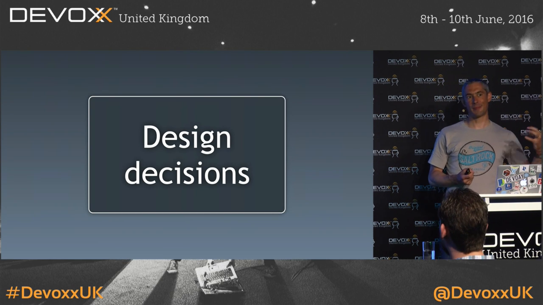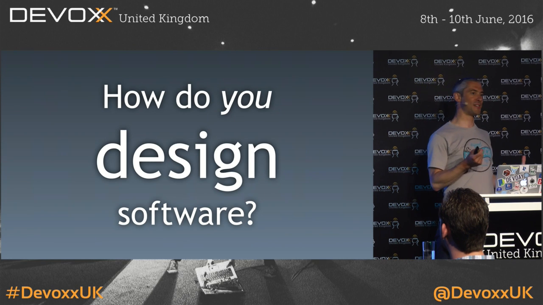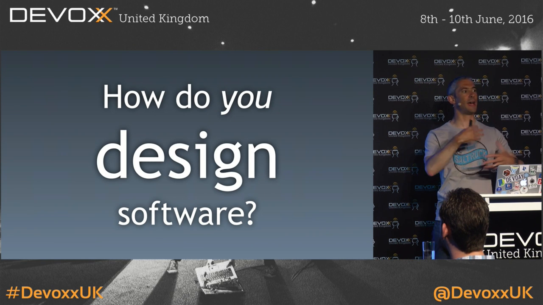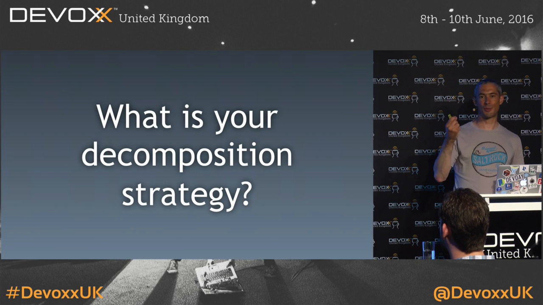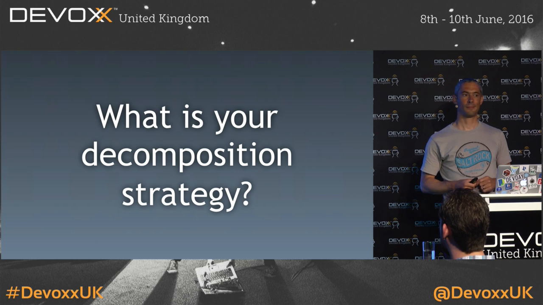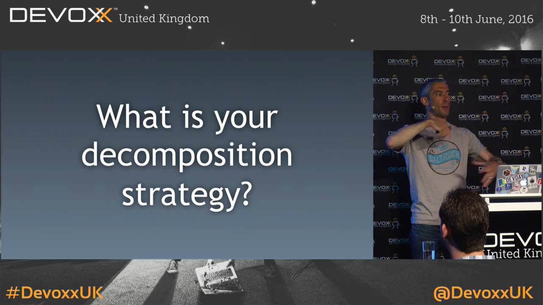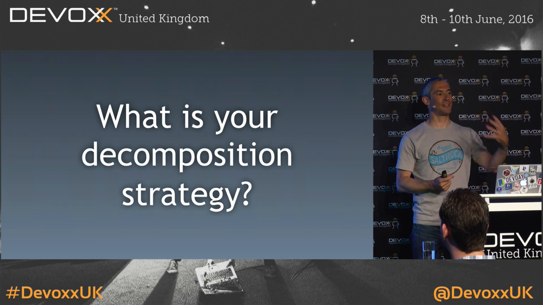In order to do this, you need to make a bunch of design decisions. You need to ask yourself, how do we actually design software? What's our way of doing this? For example, what's your decomposition strategy? If you're having a whiteboarding session to come up with a list of candidate classes or components that you're going to use to implement a system, how do you come up with that candidate list?